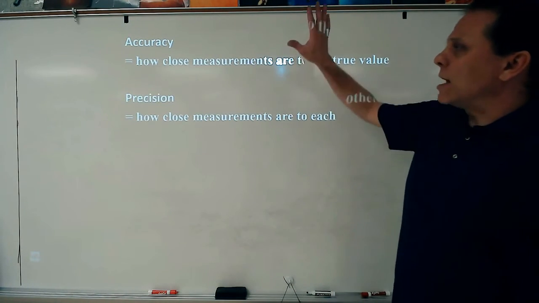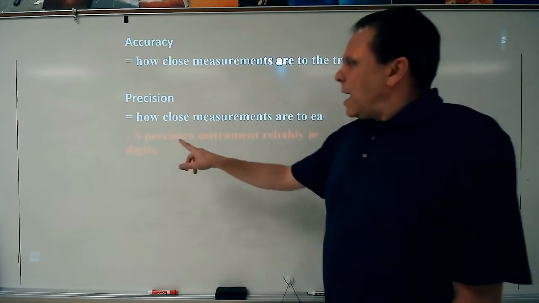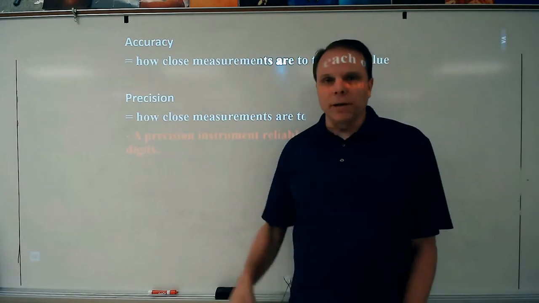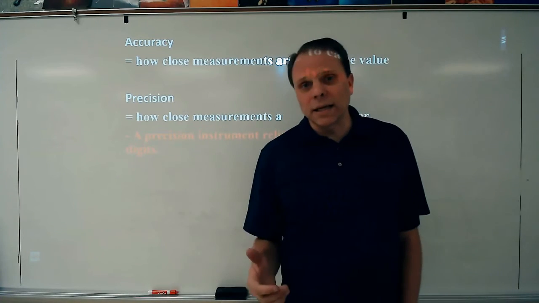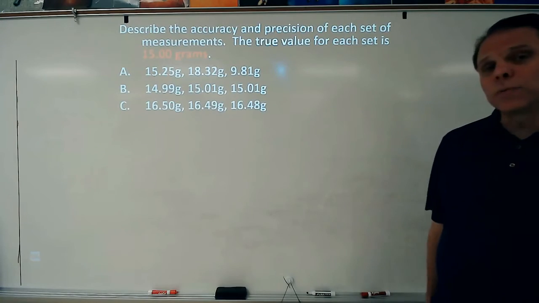So accuracy, how close measurements are to the true value. Precision, how close measurements are to each other. A precision instrument reliably measures many digits. You might not be able to read that. A precision instrument reliably measures many digits. The more precise the instrument is, the more digits it's going to measure toward, okay? Doesn't necessarily mean it's more accurate, though.